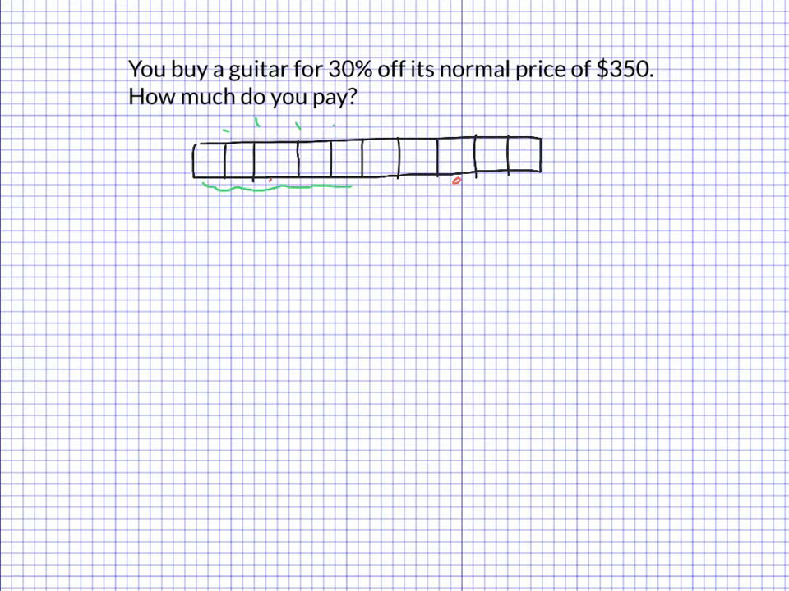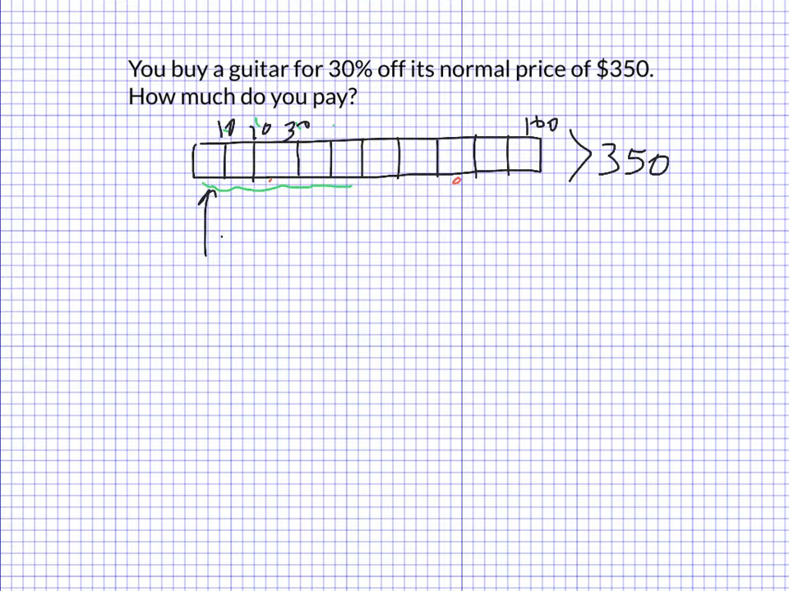And if you feel like it, although most people won't after a while, it gets so tedious, you could do 10%, 20%, 30%, all the way up to 100%. But let's look at what we have. So the total of the box is 350. Well, how much is 10%? So how much goes in each box?